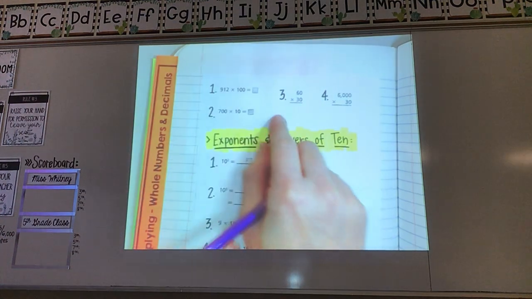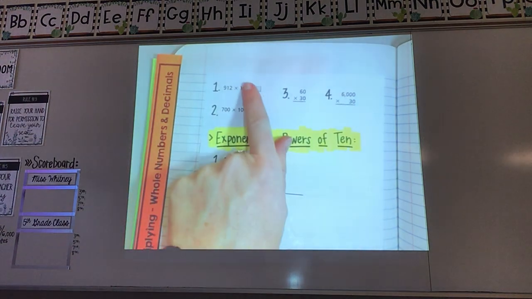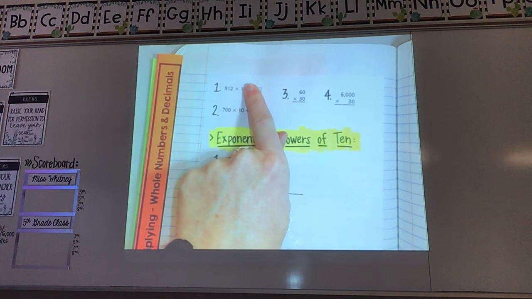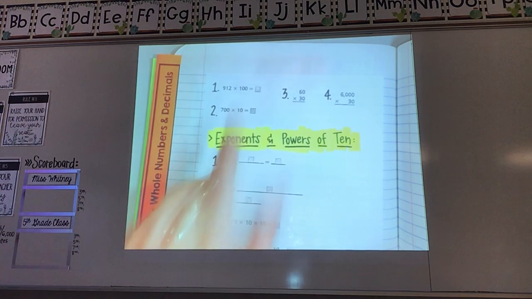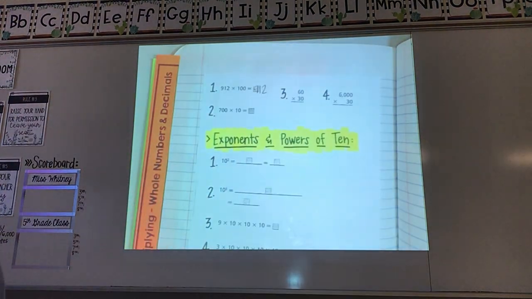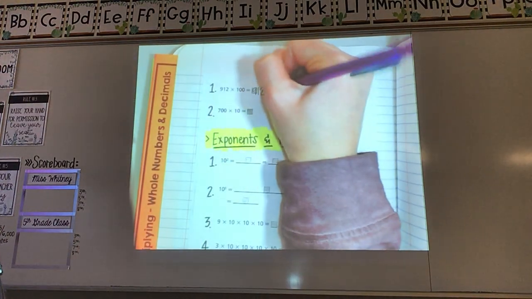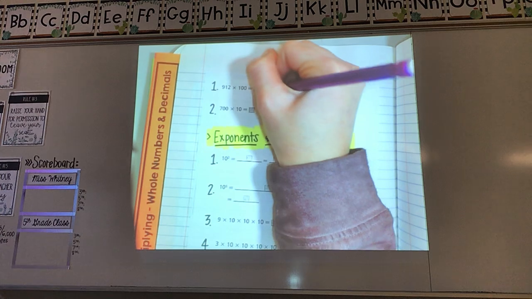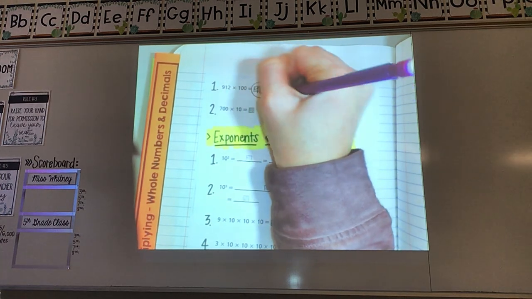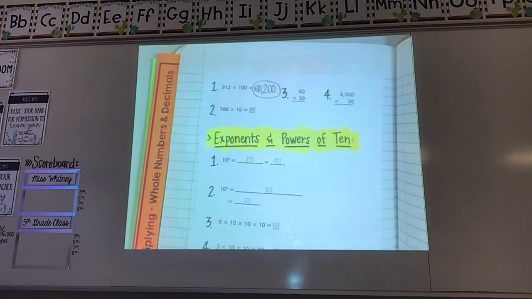So number 1, I have 912 times 100. Cover up those zeros. What is 912 times 1? That is 912. Write it down. And how many zeros do I need to add at the back? 2 of them because I had 2 covered up. Figure out where that comma goes. And you're good. 91,200. No dollar sign because that wasn't money. It was just regular numbers. All right, what about number 2?